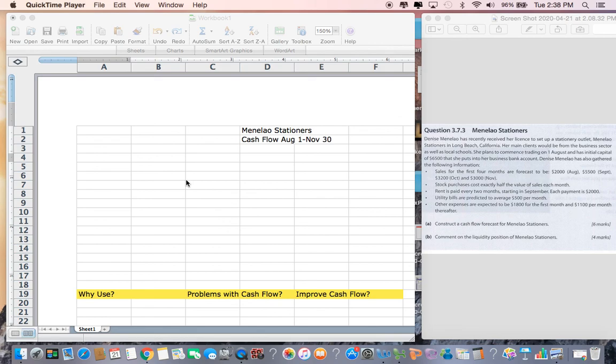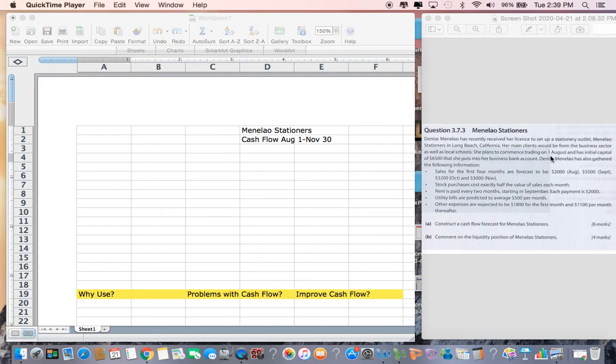You guys with this cash flow problem. This is unit 3.7. What we're going to do is go through an example. So here's the example over here. This little guy's got something going on. She plans to commence trading on August 1, which means she's going to get it going. And she has put an initial capital of $6,500 into the company to get this going.